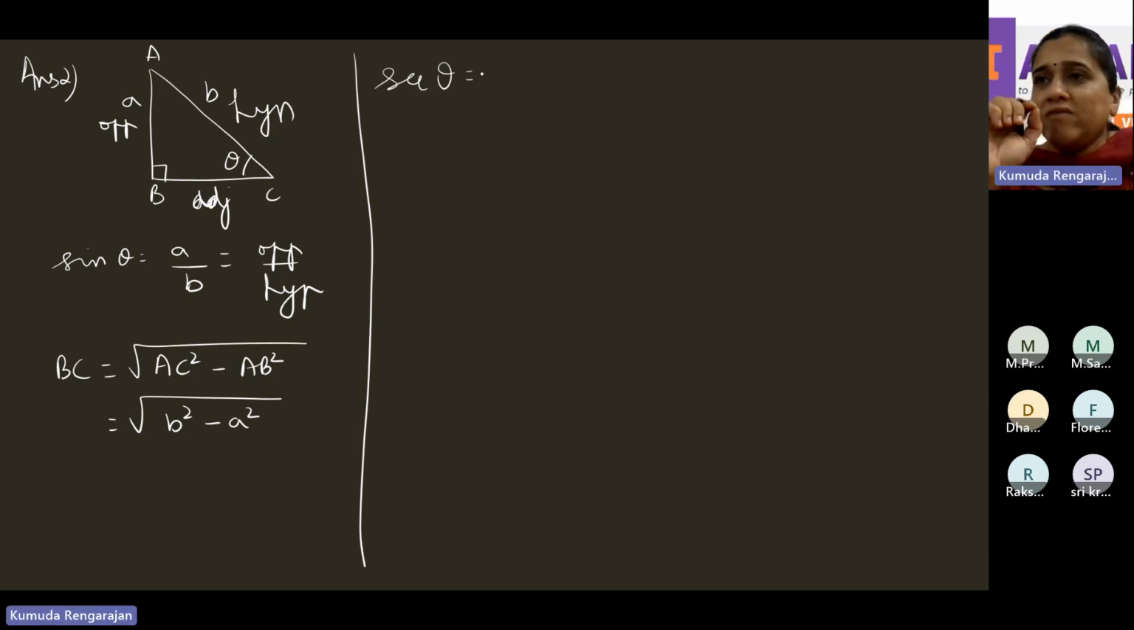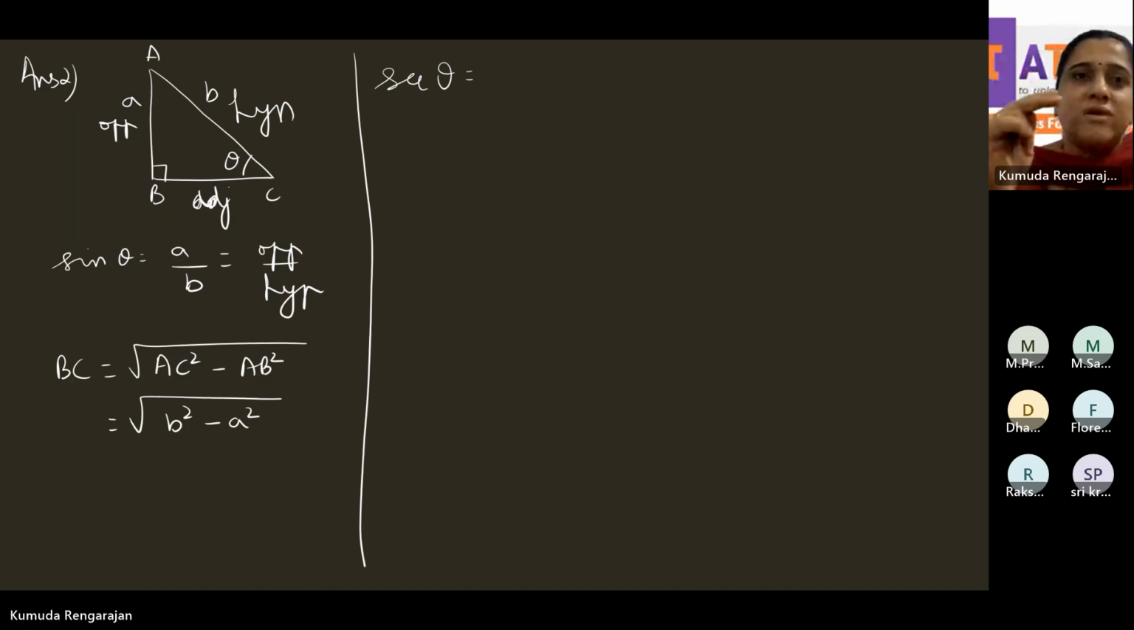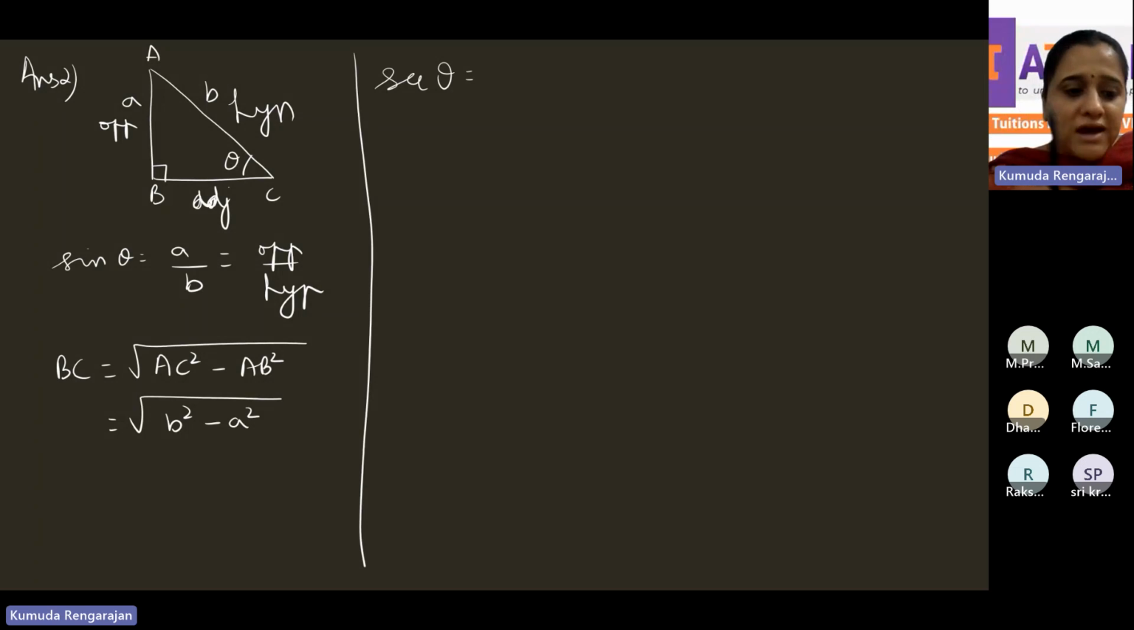So when you have this right triangle, you need to find the missing side using Pythagoras theorem. From the ratio, you can fill two sides. That third side you should find using Pythagoras theorem. And that's what we found here. BC is equal to root of B square minus A square. Now we have all the three sides. Only when you have all the three sides, you are ready to answer the question given there.